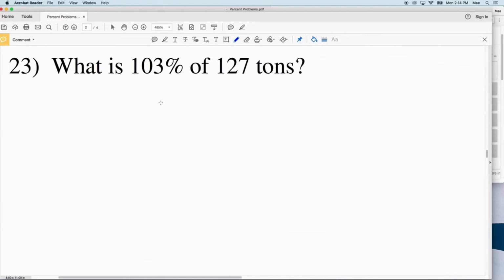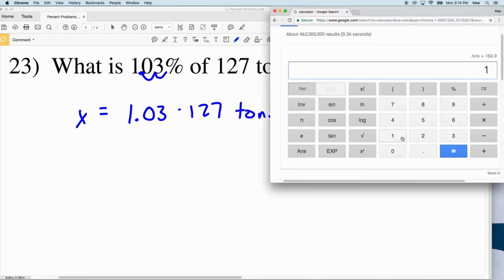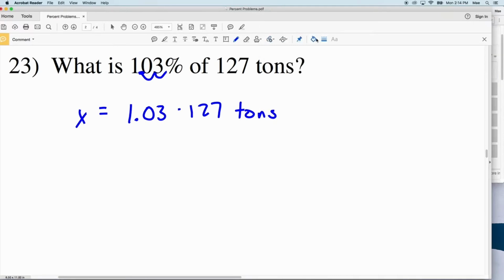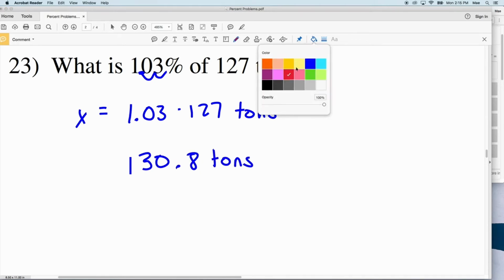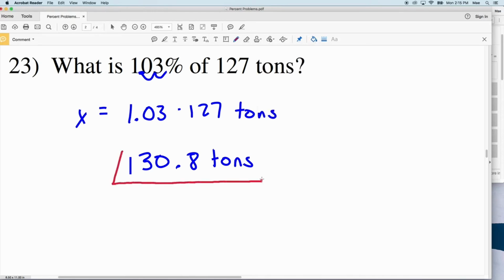And number 23, our question is, what is 103% of 127 tons? So some number x is 103%, converting that to a decimal, 1.03 of, so multiplied by 127 tons. 1.03 multiplied by 127 equals 130.81, which rounds to 130.8. So 130.8 tons is 103% of 127 tons.